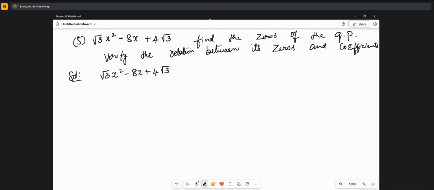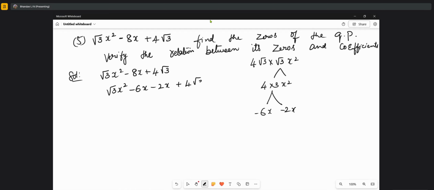3 and 2 by root 3. So root 3x square. Now 4 root 3 into root 3 is there. Correct now? 4 into root 3 into root 3 is 12, so you will get 12x square. So this 12x square I can split it as 6x, 2x and here also minus I will take. So minus 8x I can write it as minus 6x minus 2x plus 4 root 3.